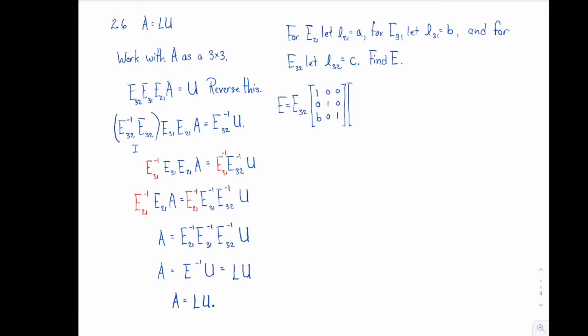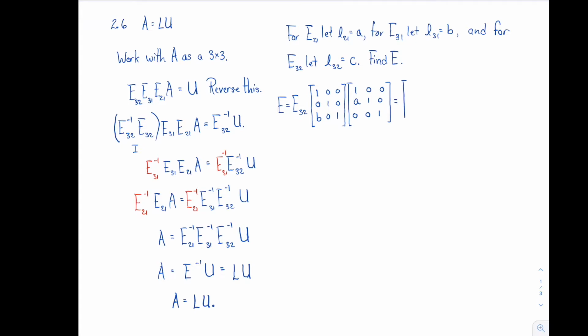Times E2,1. Well, that says that in the 2,1 position we have the letter A. That's right there. So then the rest of it is like the identity matrix: 1, 0, 0, 0, 1, 0, 0, 0, 1. All right, let's multiply these together.